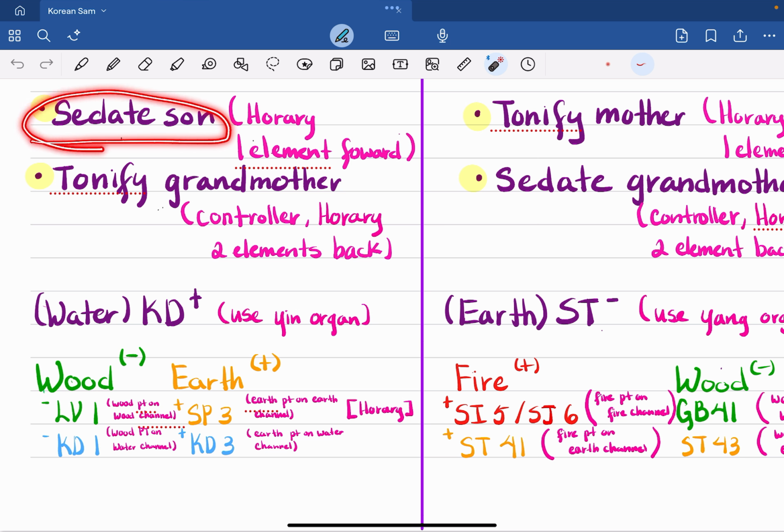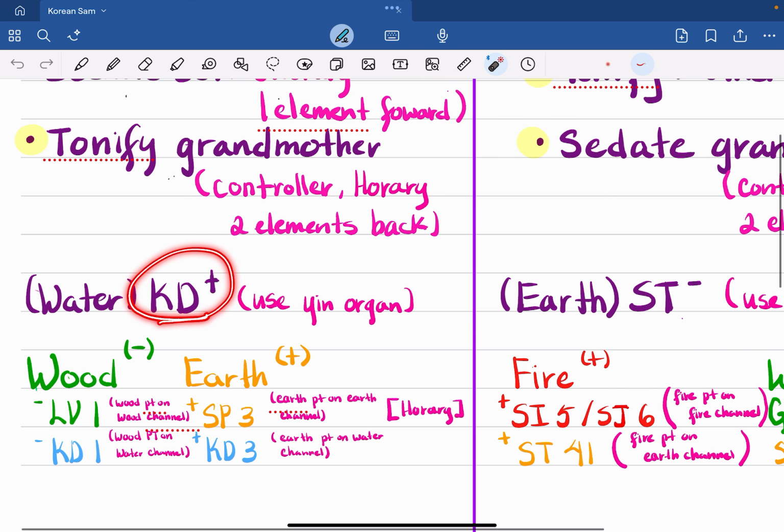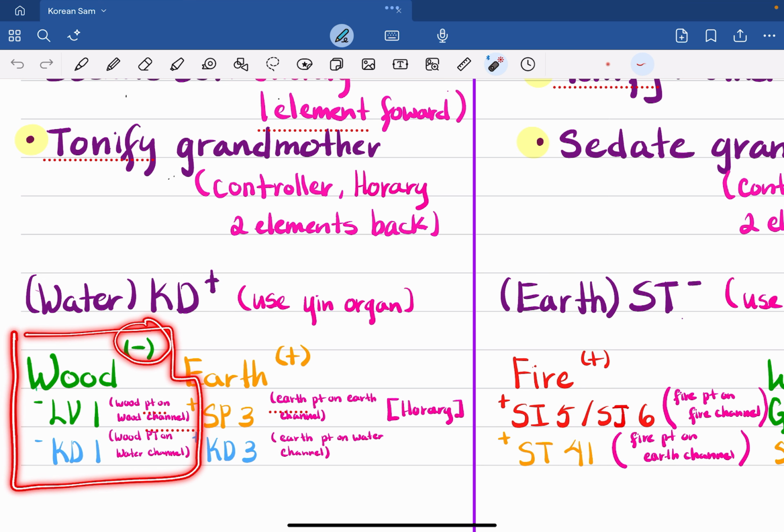In order to still satisfy this rule, sedate the son, now we have to find the wood point on the water channel, which would be in this case the kidney, that this is what we're dealing with. Then it would be what? Kidney 1. So I put a little minus sign here. This means to sedate it. So this is the sedating. This is rule number 1 that's being satisfied. Rule number 2 is being satisfied here.